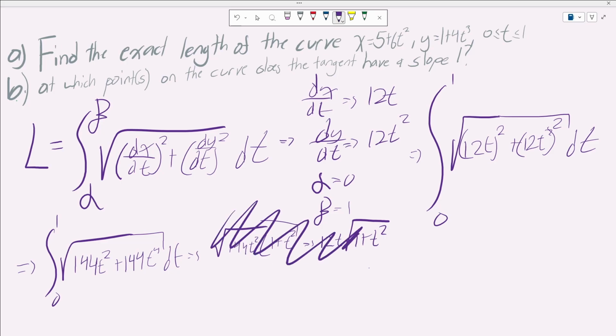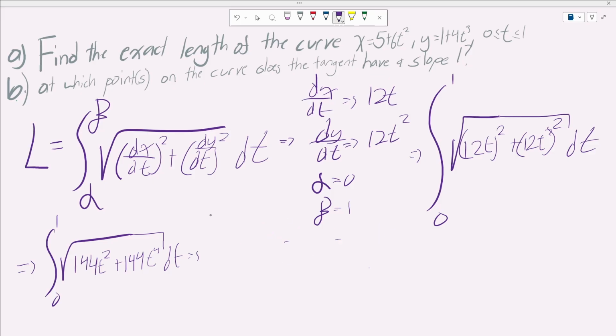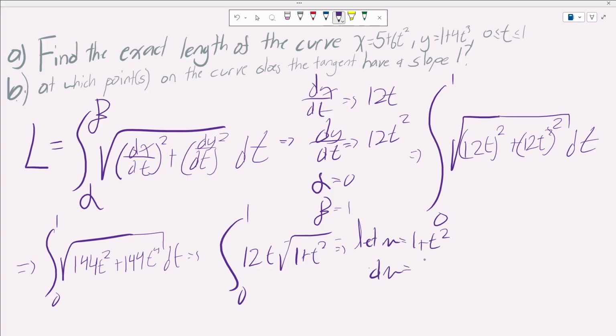So now that we know what that simplifies to, let's begin to evaluate. So we'll have 0 to 1 of 12t times the square root of 1 plus t squared. And then let's just perform a u substitution. So we'll let our u equal to 1 plus t squared. That'll make our du equal to 2t dt. And then of course, we'll have 1 over 2 du is equal to t dt. And let's make some room.